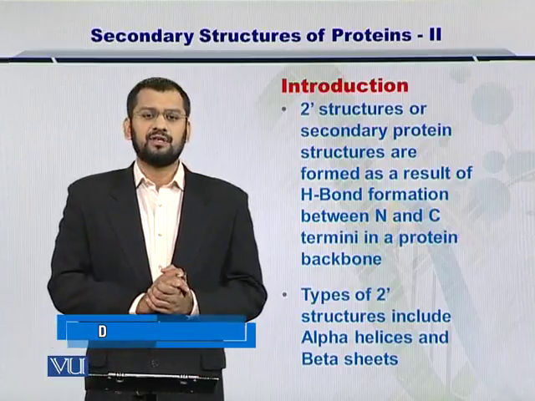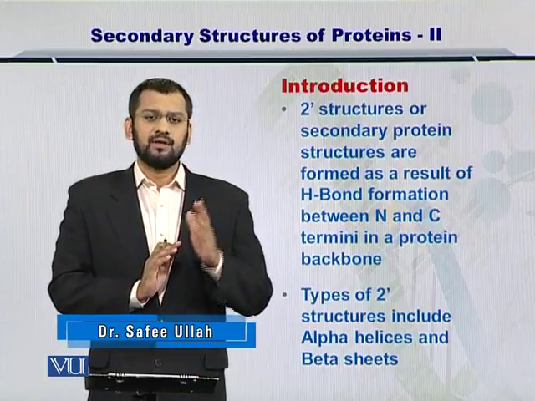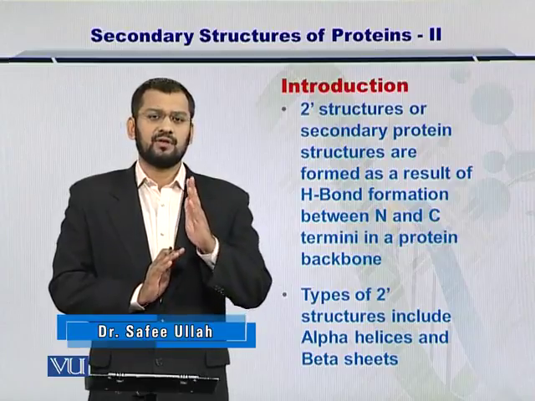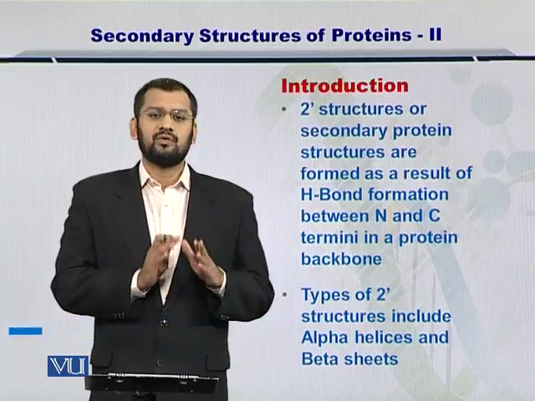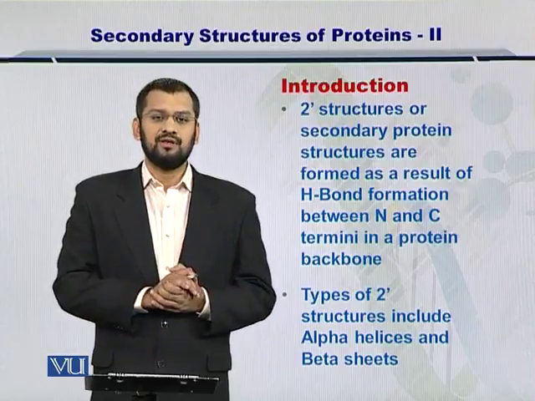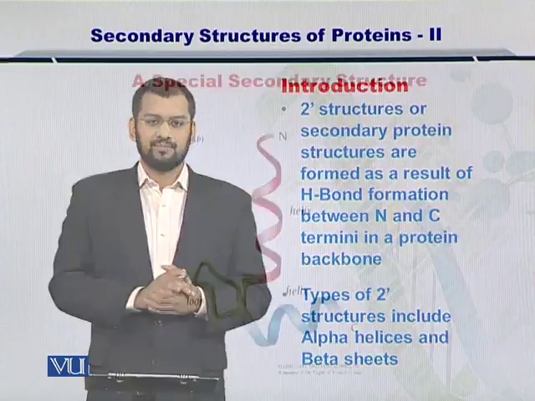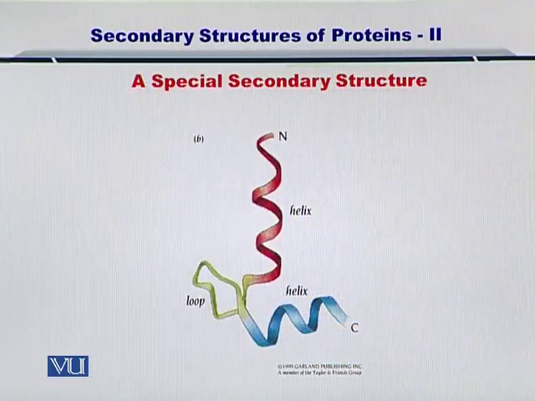The examples of these structures include the alpha helices and the beta sheets, and in this module we're going to look at some other types of these secondary structures as well. The next secondary structure that we're going to look at is the loop.